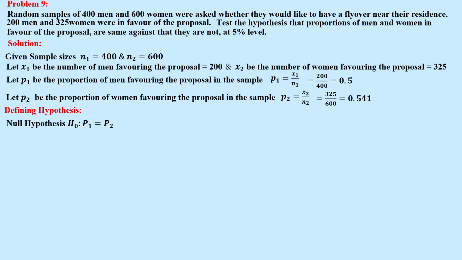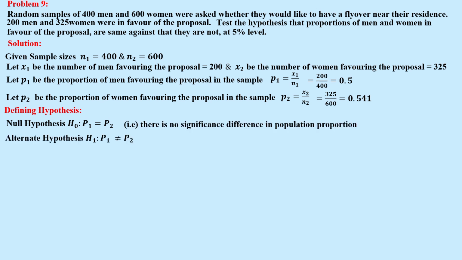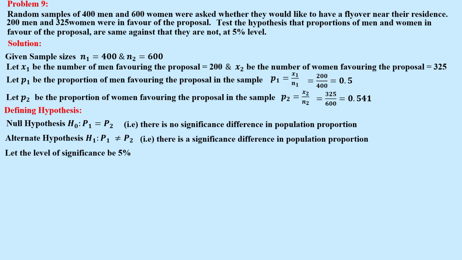Hypothesis. Null hypothesis: there is no significant difference between them. So both are the same, right? P1 equal to P2. Alternative hypothesis: they have different proportions, P1 not equal to P2. Let the level of significance be 5%.